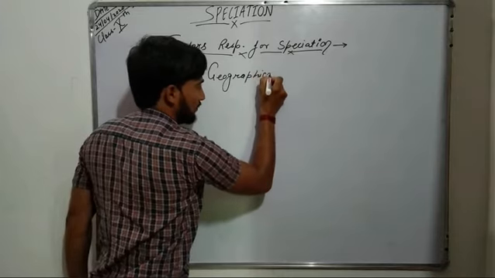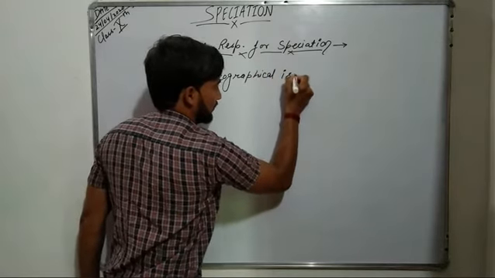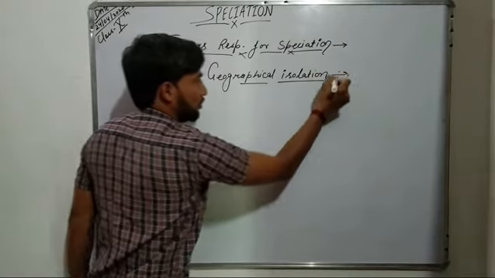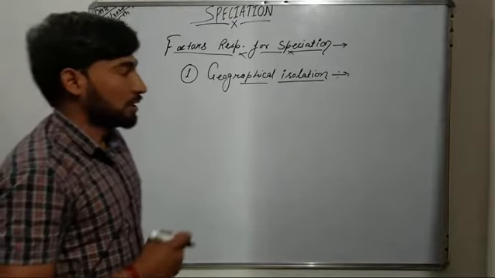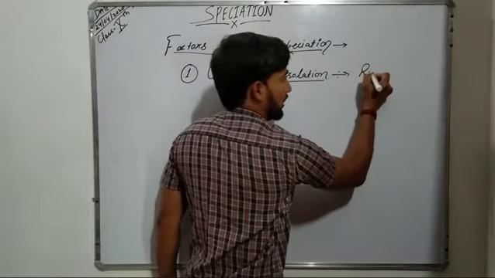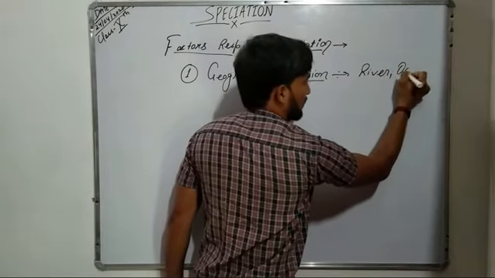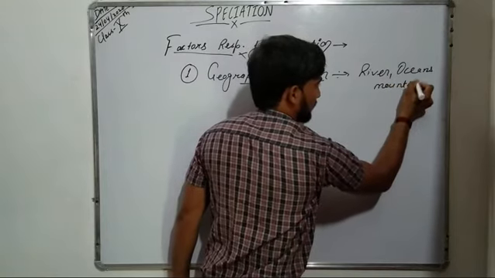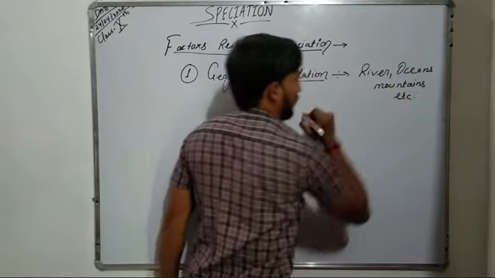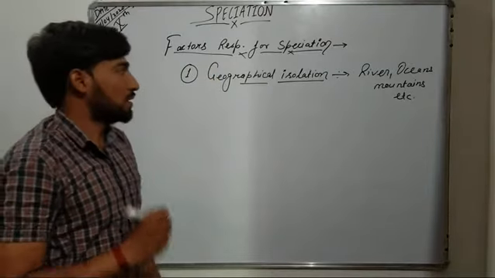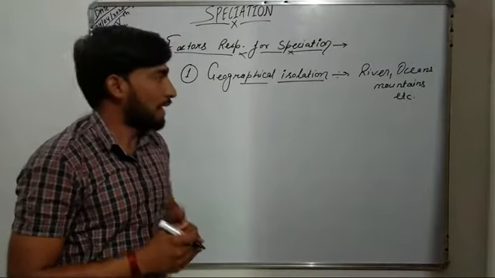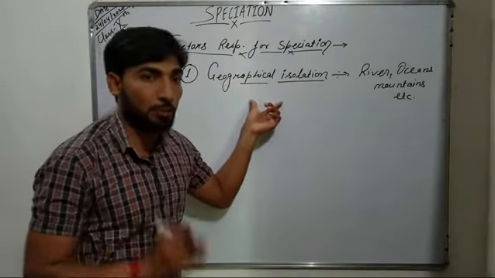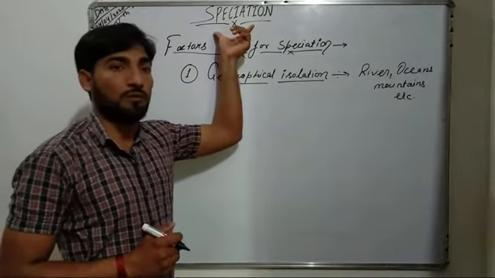Geographical isolation is caused due to some physical barriers. These physical barriers may include rivers, oceans, mountains, etc. Now, these physical barriers result in geographical isolation, and this geographical isolation then results in reproductive isolation, and this reproductive isolation results in the process of speciation.